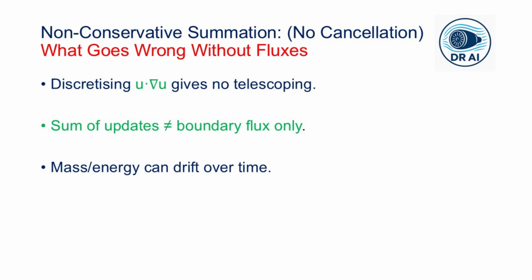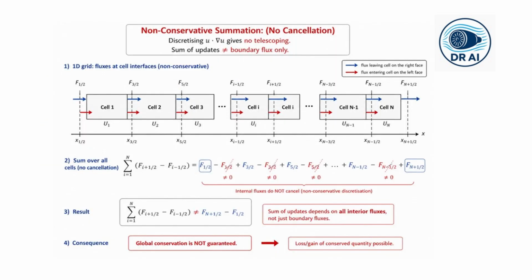Now, what happens if you use the non-conservative form? You would discretize something like rho u partial u by partial x. There is no flux to cancel. When you sum over all the cells, you get a bunch of terms that do not necessarily sum to zero, so the global conservation is not guaranteed. In many cases, the error might be very small, but for problems with shocks or long simulation times, it can accumulate and destroy the physical integrity of your solution.